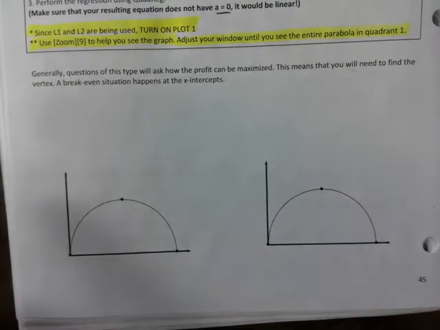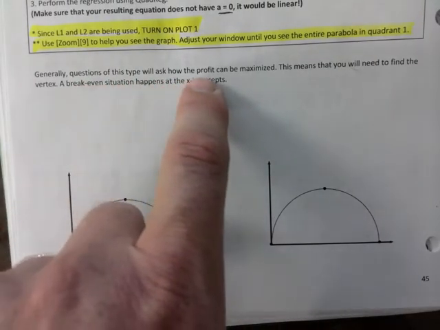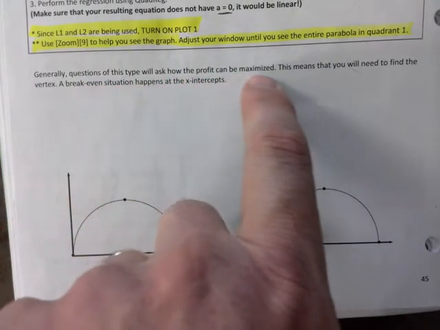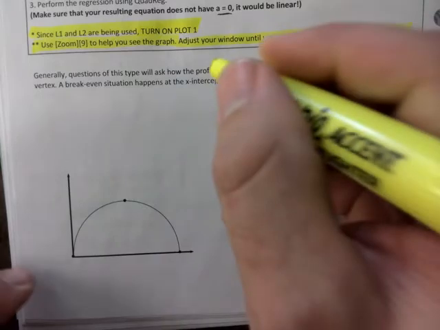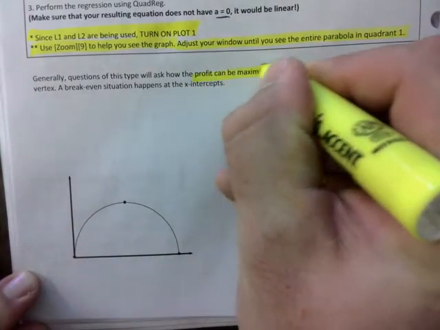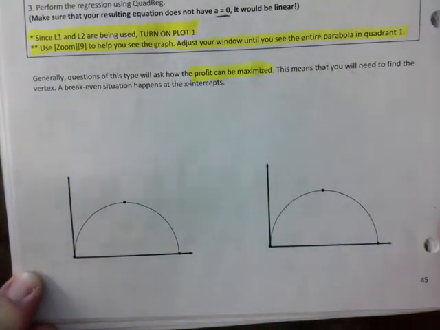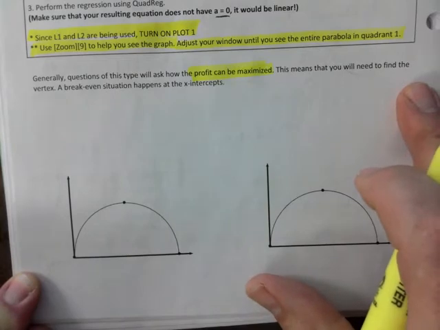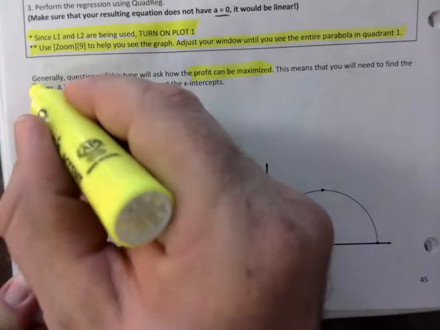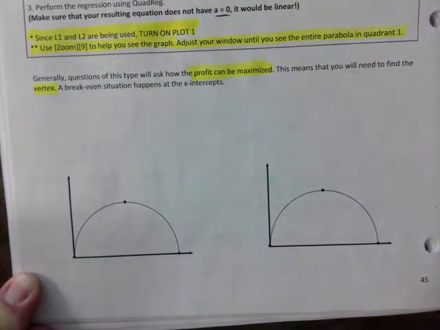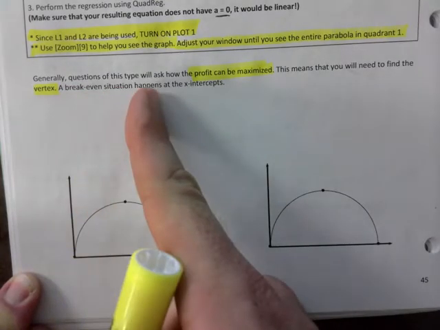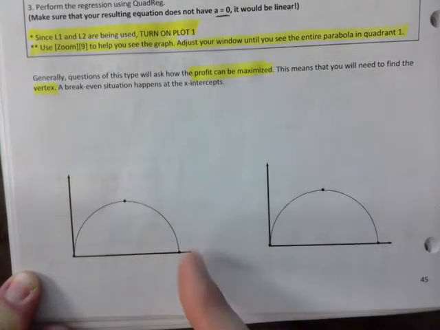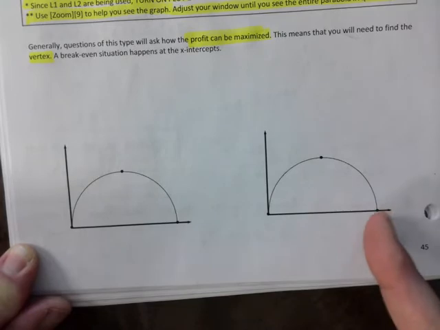Generally, questions of this type will ask how the profit can be maximized, right? Obviously, the idea is, how can we make the most money here? This means that you will need to find the vertex. That will be given by the vertex. A break-even situation happens at the x-intercepts. So break-even would be here and here.